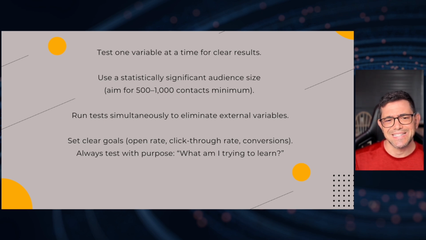Use a statistically significant audience size, meaning you need a minimum of 500 to 1,000 contacts going through the automations. Otherwise, you won't really know. If you only have 50 to 100 people going through, that's probably not a very good amount to really decide which one is working or not.